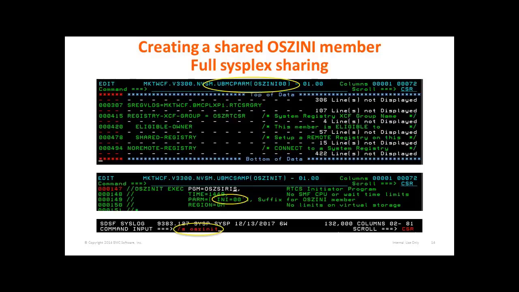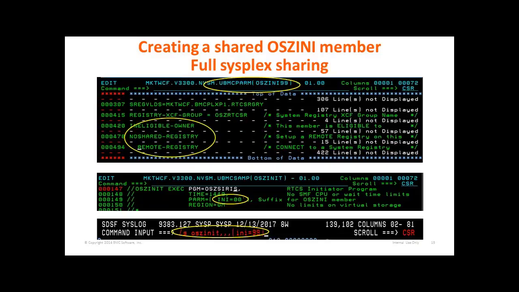To create a shared member, simply copy the LPAR-specific OZI ANY member to a member suffixed with 00. This can be used by all the eligible owner members. In order for the shared member to be used by all RTCS instances, modify the OZI init proc to point at ANY member 00, rather than whatever hard-coded sysclone value it was delivered with. A simple /s OZI init command can be used to start RTCS on all eligible owner LPARs.